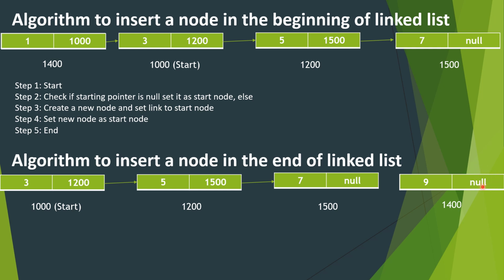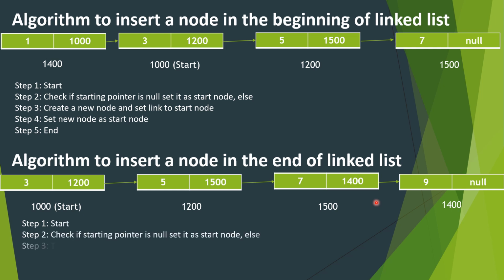Now what is the main thing? Where the null is there, in this place if we set 1400, this node will be connected with this node. So here we have to set 1400 and it will be connected with this node. So for this, how to write the algorithm? Start, check if the starting pointer is null, set it as a start node, traverse up to the last node, means we have to move up to the last node, because the link of the newly created node will be attached with the last node. So we are traversing up to the last node, create a new node and set link to the last node.